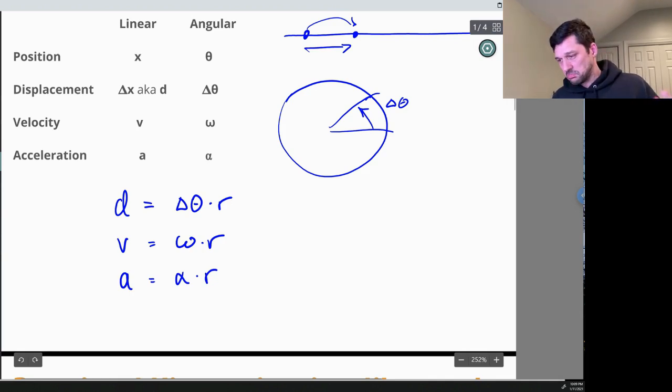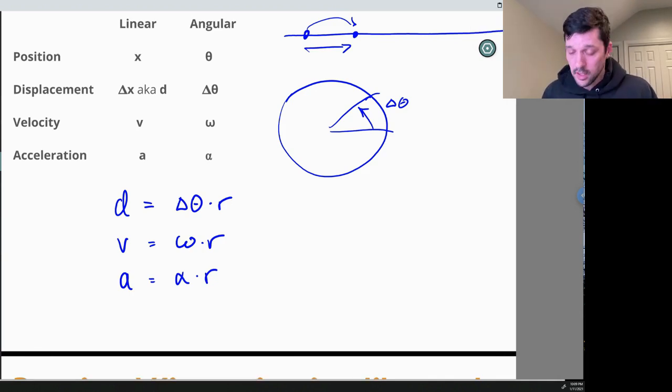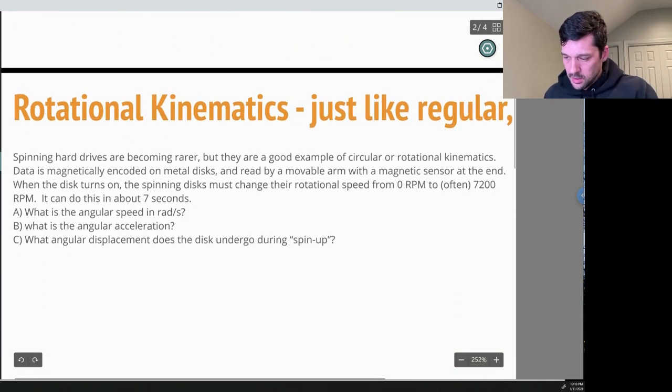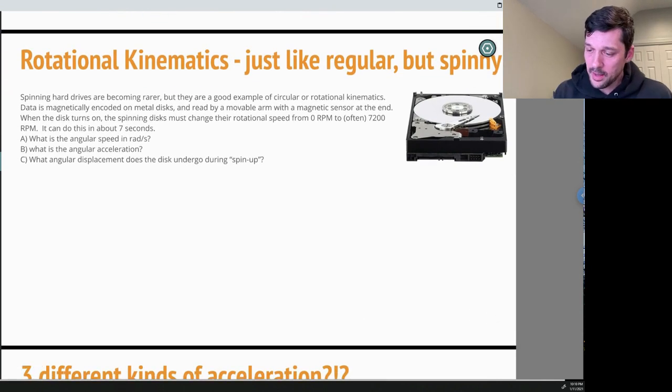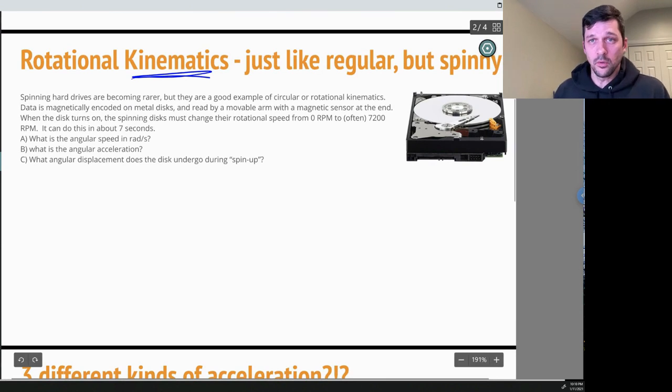So it's relatively easy to move from rotational values to linear values. They're just different by the proportion of r. So let's see how this plays out. We're calling this rotational kinematics, and there are a lot of kinematics formulas that we're familiar with. Let's see how these play into rotational motion. Now, the good news is it should be really, really similar. It's going to feel very similar.